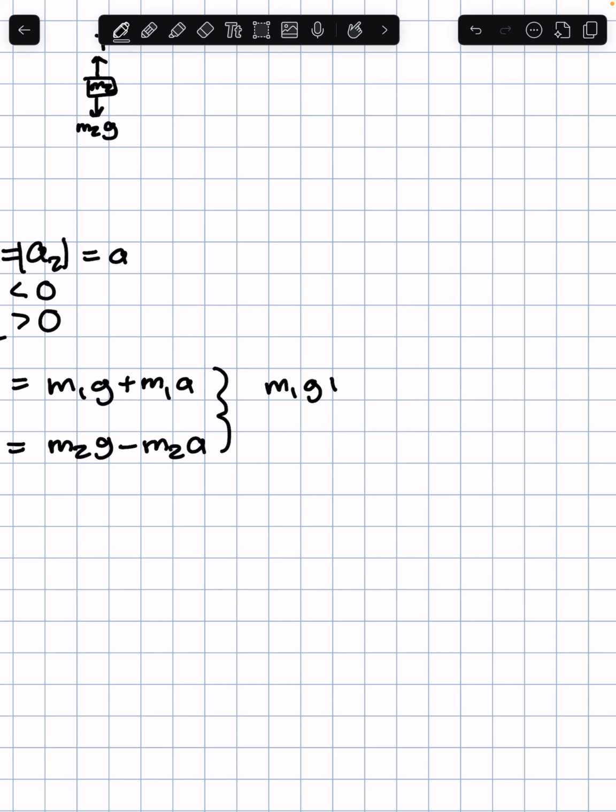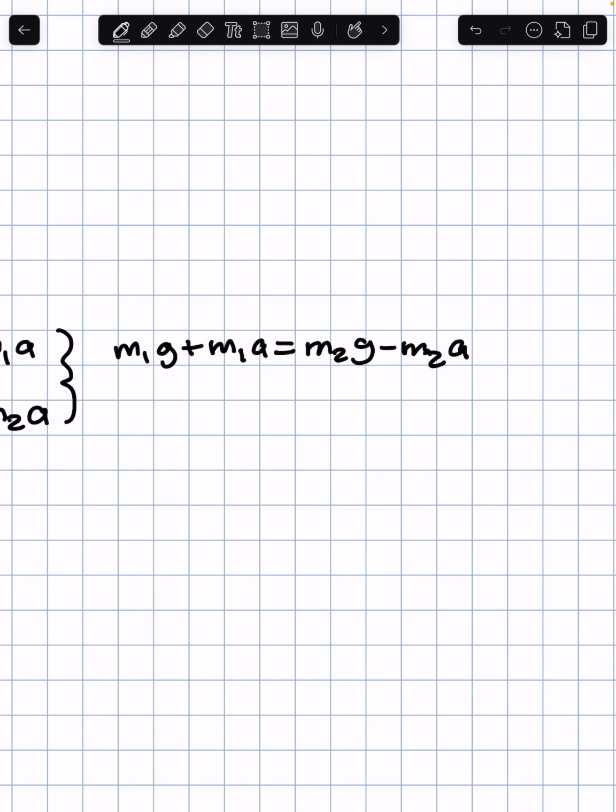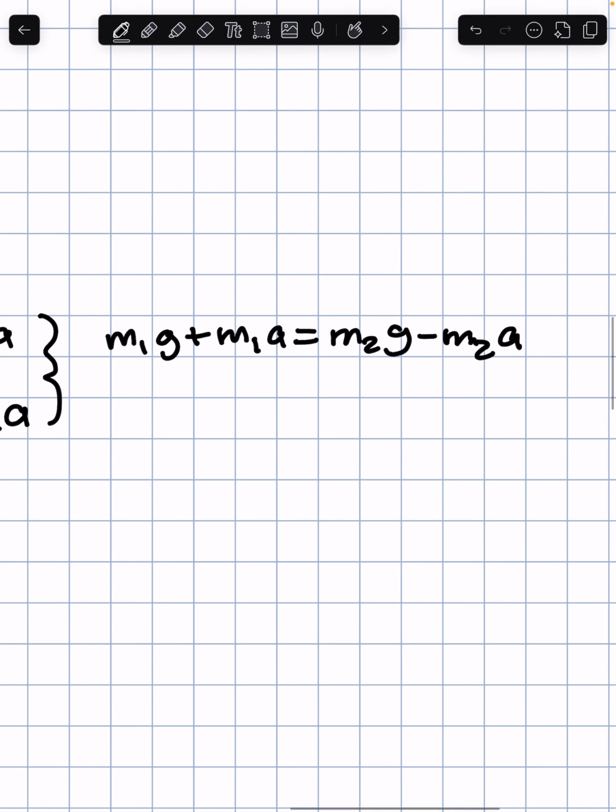M1G plus M1A is going to be equal to M2G minus M2A. Okay, so if we're looking for acceleration, which is generally what Atwood questions ask you to do, we should isolate A. Let's rearrange everything so that A, the magnitude of our acceleration, is all on the left side.